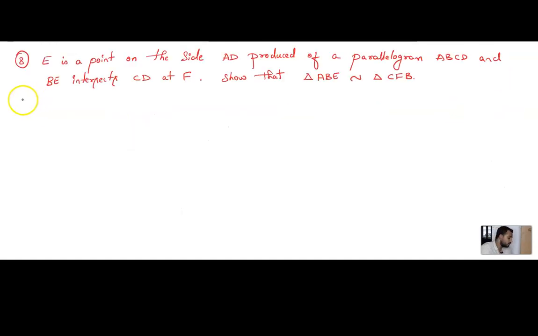Yes, children, now you can see question number 8. E is a point on the side AD produced of a parallelogram ABCD, and BE intersects CD at F. Show that triangle ABE is similar to triangle CFB. Now let me see how to solve this problem. First, what is the given in the question, children? ABCD is a parallelogram. So first let me draw a parallelogram AB.